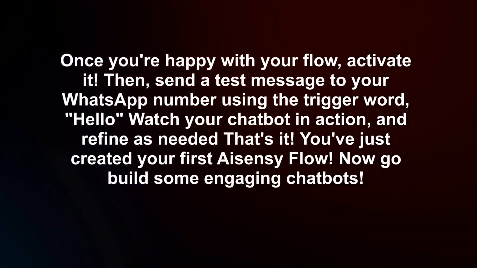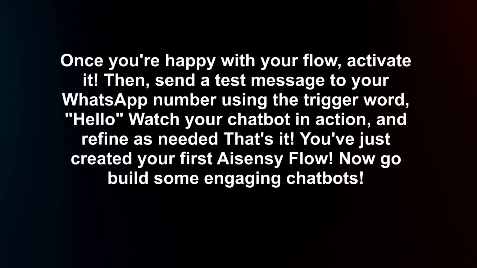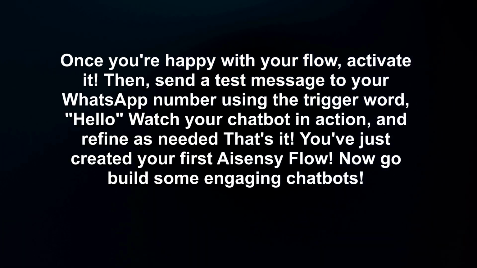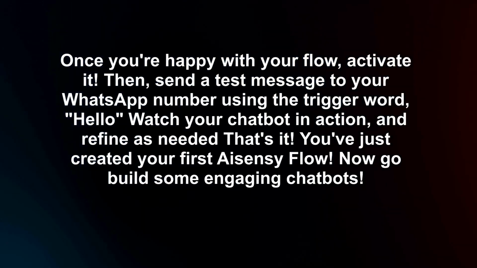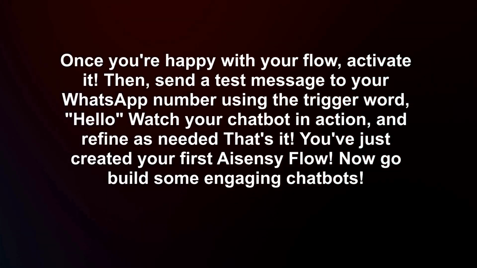Once you're happy with your flow, activate it. Then, send a test message to your WhatsApp number using the trigger word hello. Watch your chatbot in action and refine as needed. That's it. You've just created your first Aisensy flow. Now go build some engaging chatbots.